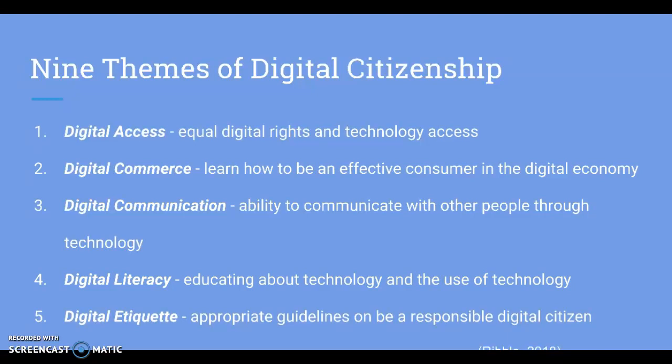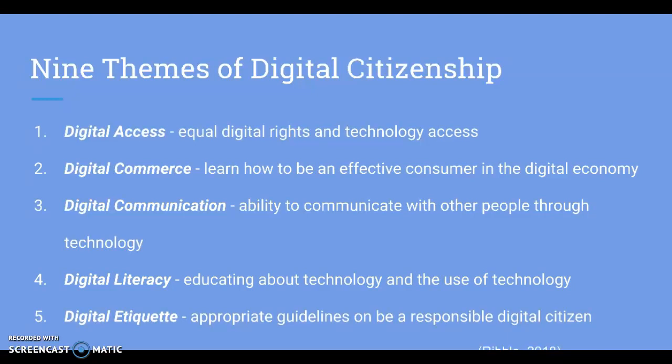Number 2 is digital commerce. Learn how to be an effective consumer in the digital economy. Number 3 is digital communication, which focuses on the ability to communicate with other people through technology. I know today there are so many ways that we can communicate with technology, whether that's through Google Chat, FaceTime, or instant messaging. The number of ways to communicate is endless now.